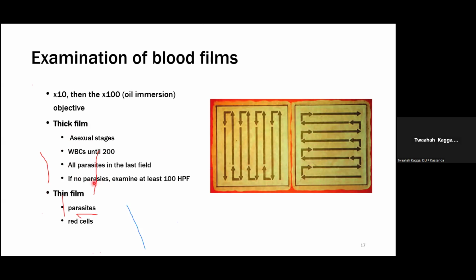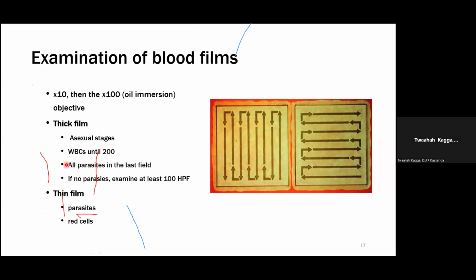Then, if we are examining for a thick film, we first look for asexual stages of malaria. If you see the sexual stage first, it's okay, but look for the asexual stages. In the first field, where you see the first asexual stage of the parasite, these stages we shall see in the coming slides, we start counting the malaria parasites and the WBCs. We shall see that we count up to at least 200 WBCs.